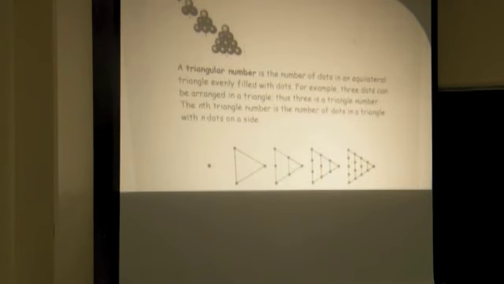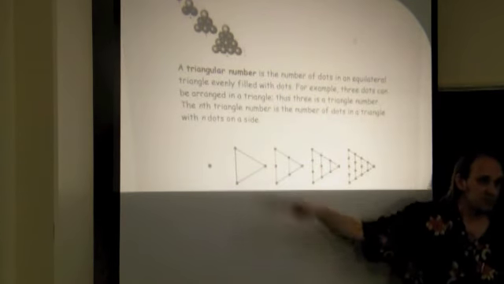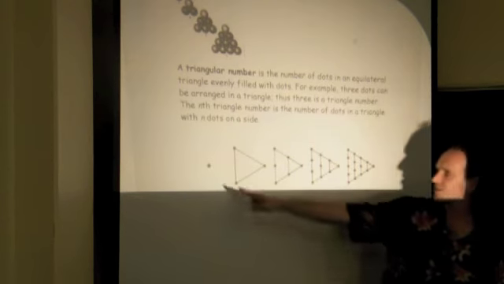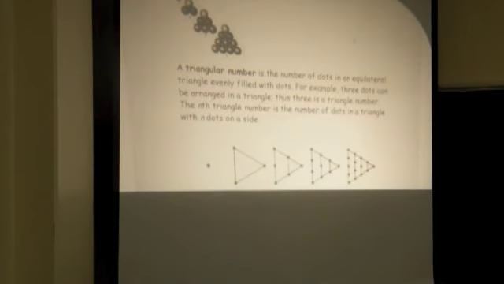All right, so we've got these numbers called triangular numbers, and there are other types of numbers defined similarly, like square numbers. It's kind of cool. It's the number of dots in an equilateral triangle evenly filled with dots. For example, 3 dots can be arranged in a triangle. There you go. A triangle, thus 3 is a triangular number. The nth triangular number is the number of dots in a triangle with n dots on a side. So, first, what would we call this? First triangular number. Yeah, not a very interesting triangle, right? Certainly, it's not that interesting.